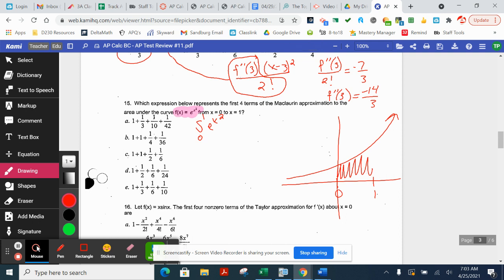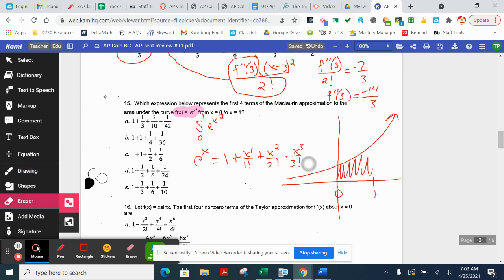So the way we would want to approach this is with the understanding that e to the x, if I want the first 4 terms, would be 1 plus x to the first over 1 factorial, x squared over 2 factorial, x cubed over 3 factorial. Those are our first 4 terms for e to the x.